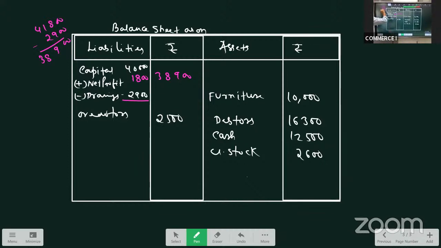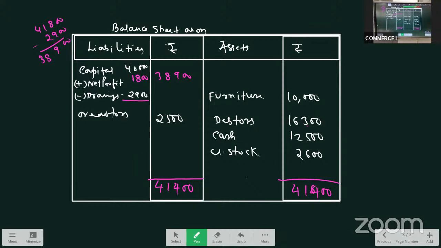Yeah. Now do the total of this. And as you know, the total on the asset side and liability side should be equal. So it is 41,400. So our balance sheet got tallied. So we are correct. The total on the liability side is equal to total on the asset side.